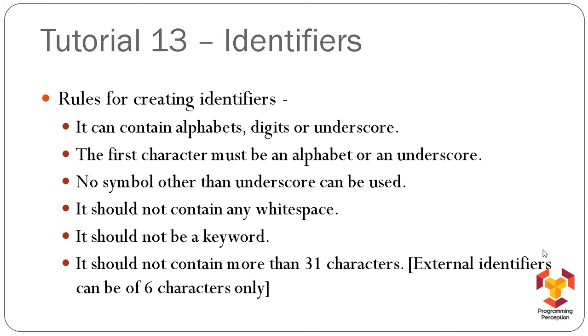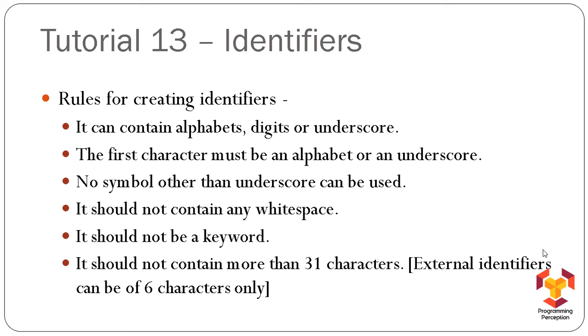Now we should follow a set of rules to create a valid identifier. What are these rules? The identifier name can contain alphabets, digits or underscore. The first character must be an alphabet or an underscore. So out of alphabets, digits or underscore, other than digits, you can start with any of the two. No symbol other than underscore can be used. We cannot use any other symbol other than the underscore.